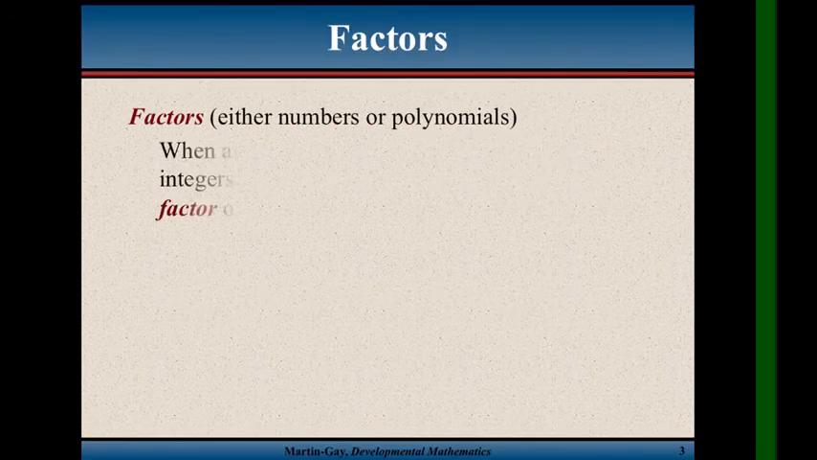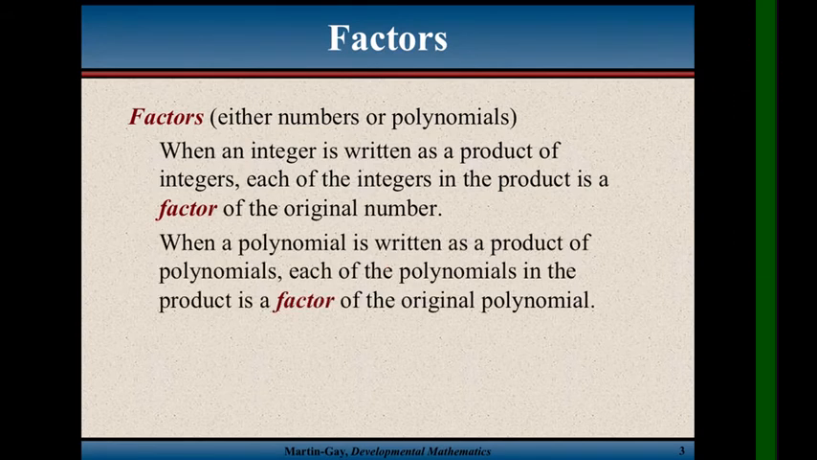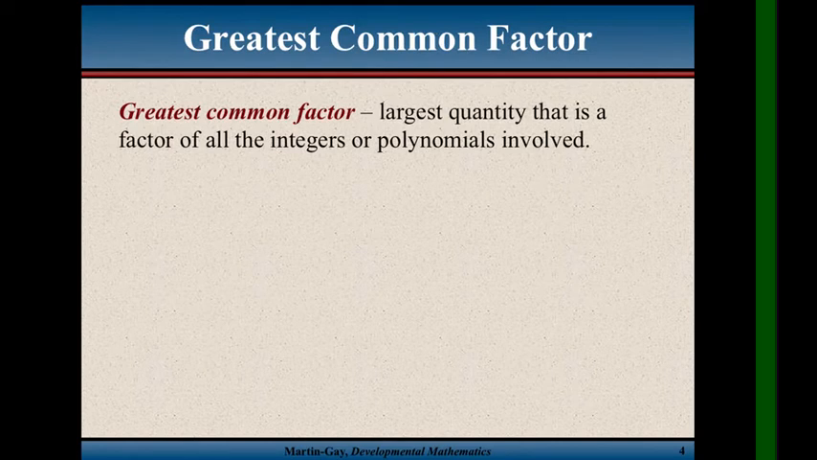Factors are either numbers or polynomials. When an integer is written as a product of integers, each of the integers in the product is a factor of the original number. When a polynomial is written as a product of polynomials, each of the polynomials in the product is a factor of the original polynomial. Factoring is the process of writing a polynomial as a product of polynomials. The greatest common factor, on the other hand, is the largest quantity that is a factor of all the integers or multiple polynomials involved.